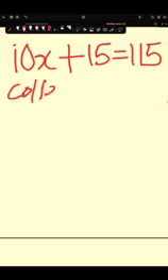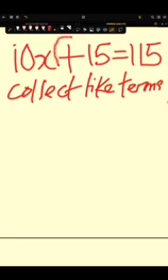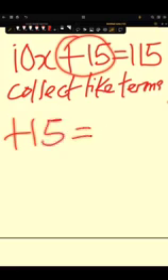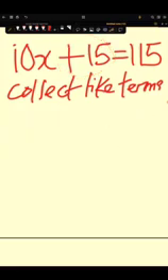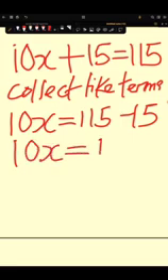Collect like terms. So in collecting like terms, this plus 15 will need to cross this equal to sign to the other side, and in trying to make it cross, this plus 15 will be changed to minus 15. So I will then say 10x is equals to 115 minus 15. 10x will then be 100.